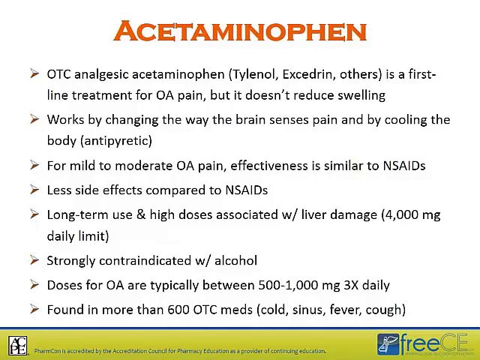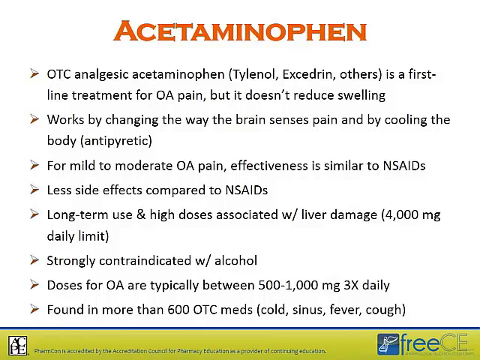Acetaminophen is a very common over-the-counter analgesic found in Tylenol products, Excedrin, and others, and it's considered a first-line treatment for OA pain, but of course it doesn't reduce swelling or inflammation. Acetaminophen basically works by changing the way the brain senses or perceives pain. It doesn't work at the site of injury or arthritis. And it may also help a little bit by reducing the body's temperature because it's an antipyretic.